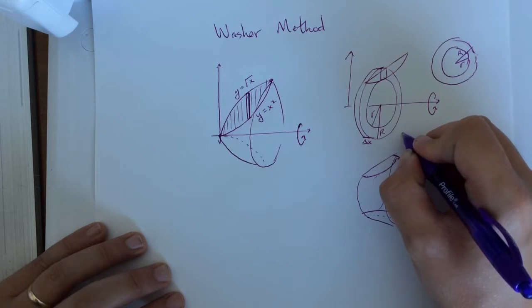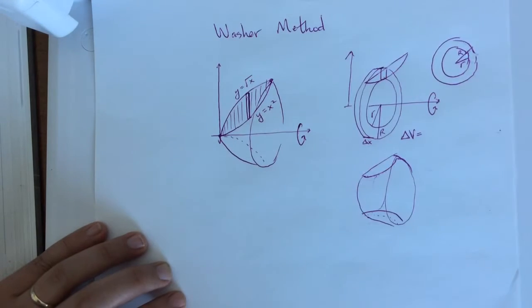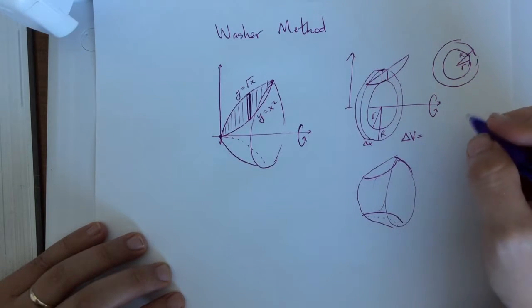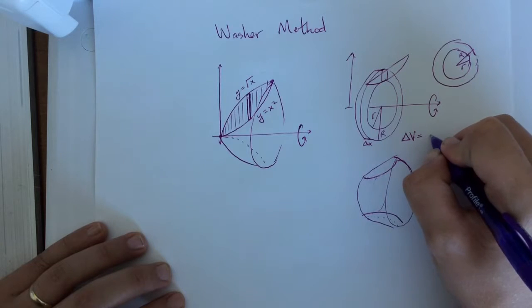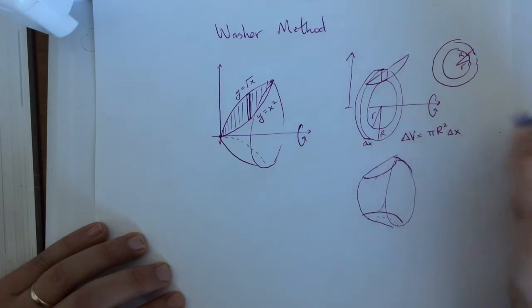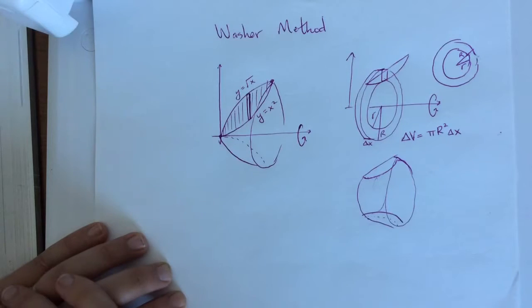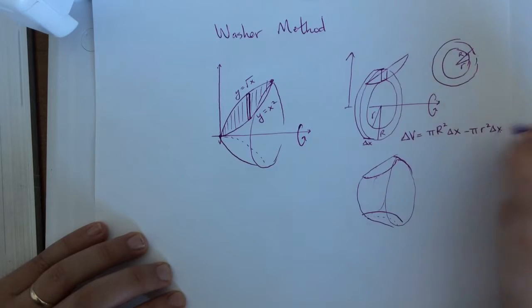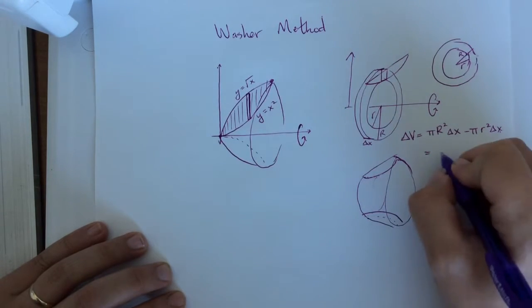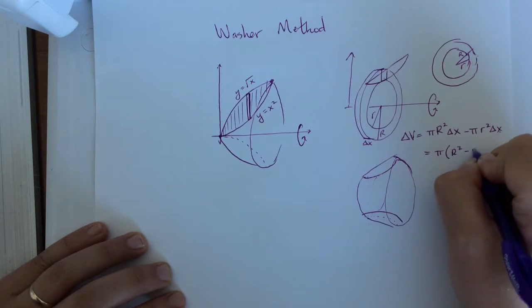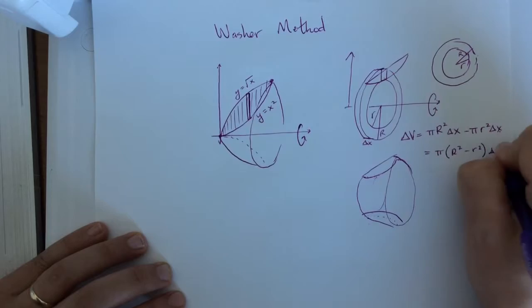So the incremental volume is given by pi times the big radius squared times delta x. So that's the volume of the outer cylinder minus the volume of the inner cylinder. And so if we factor out the pi and the delta x, we get pi times the major radius squared minus the minor radius squared times delta x.